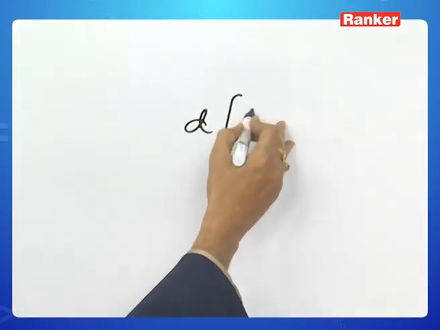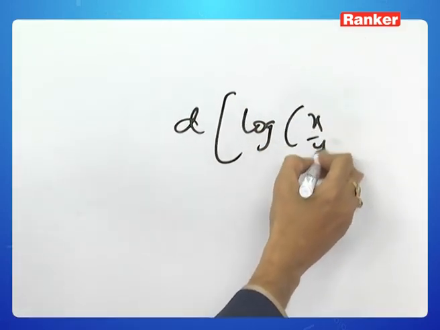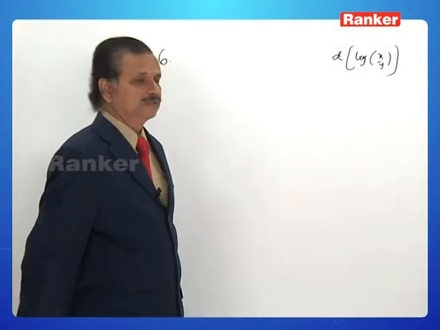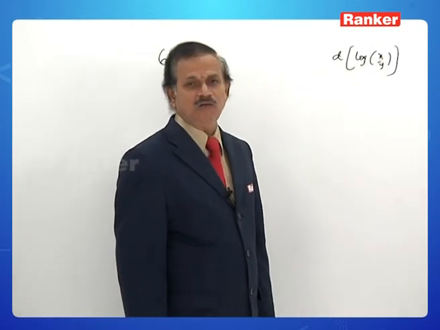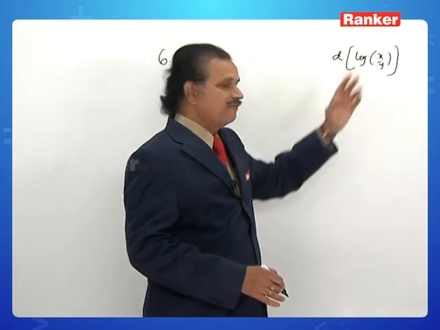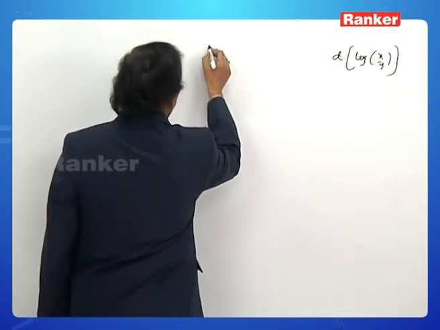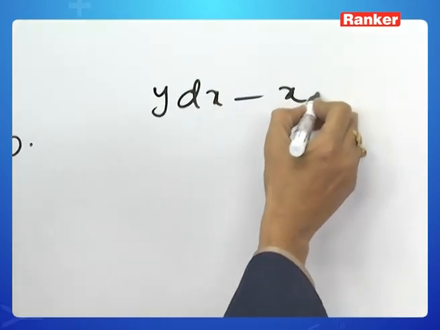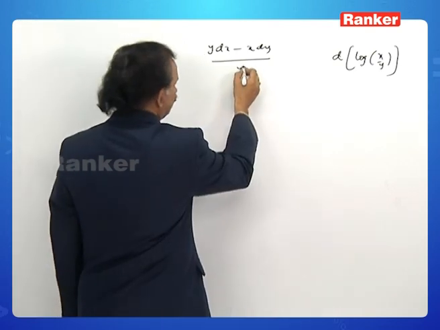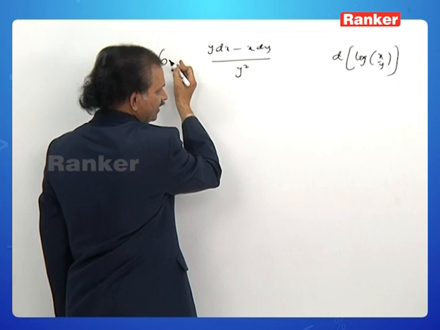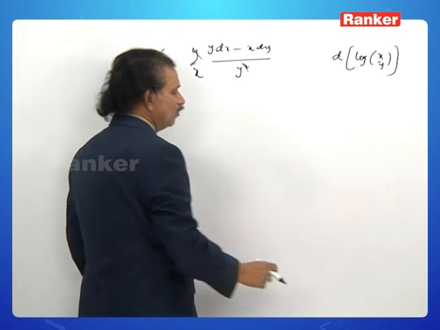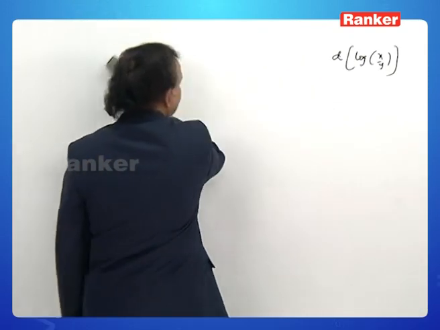what is d of log of x by y? Think of it carefully. Treat this as x. Log x means 1 by x. 1 by x by y means y by x. y by x into the derivative of that. What is the derivative of that? (y dx minus x dy) by y square actually. Actually it is y square, and previously 1 by x by y, that is y by x, is there. One y will be cancelled, isn't it? So what happens to the denominator actually?